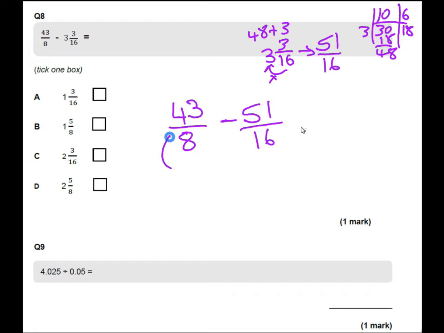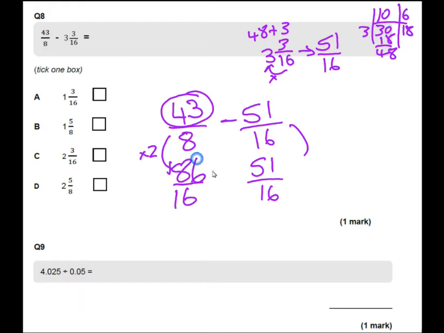We now need to use equivalence, so we can keep the 51 over 16 as it is, but we need the first fraction to be over 16 by multiplying by 2. So to get from the 8 to the 16, I multiply by 2. We need to multiply the 43 by 2, which gives us 86. So now we can do the maths. 86 subtract 51, let's not take any chances, is 35 over 16.